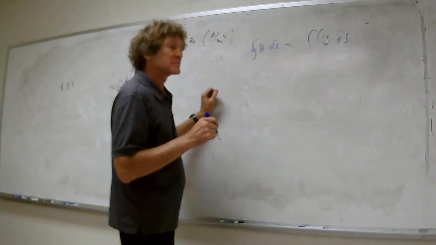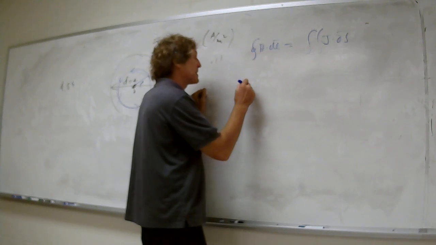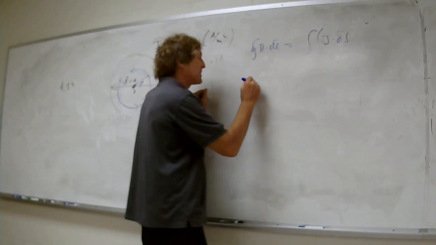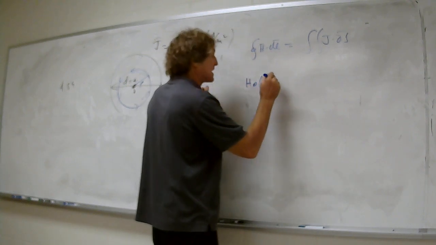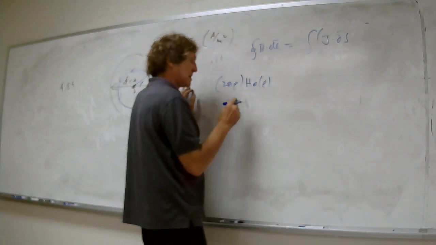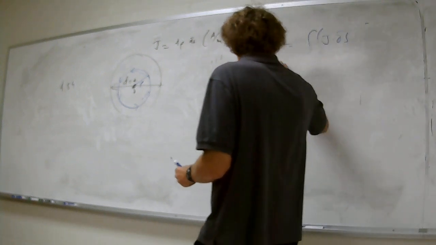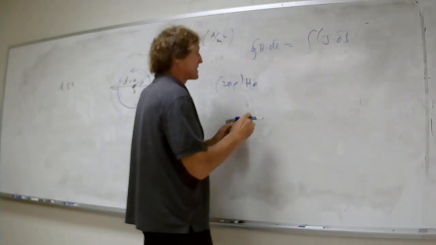H times 2 pi rho. Right, so the H field is going to be H of phi times 2 pi rho. Matter of fact, let me get rid of that function of rho. It's implicit as a function of rho. So we're going to do it this way, and that's equal to this.